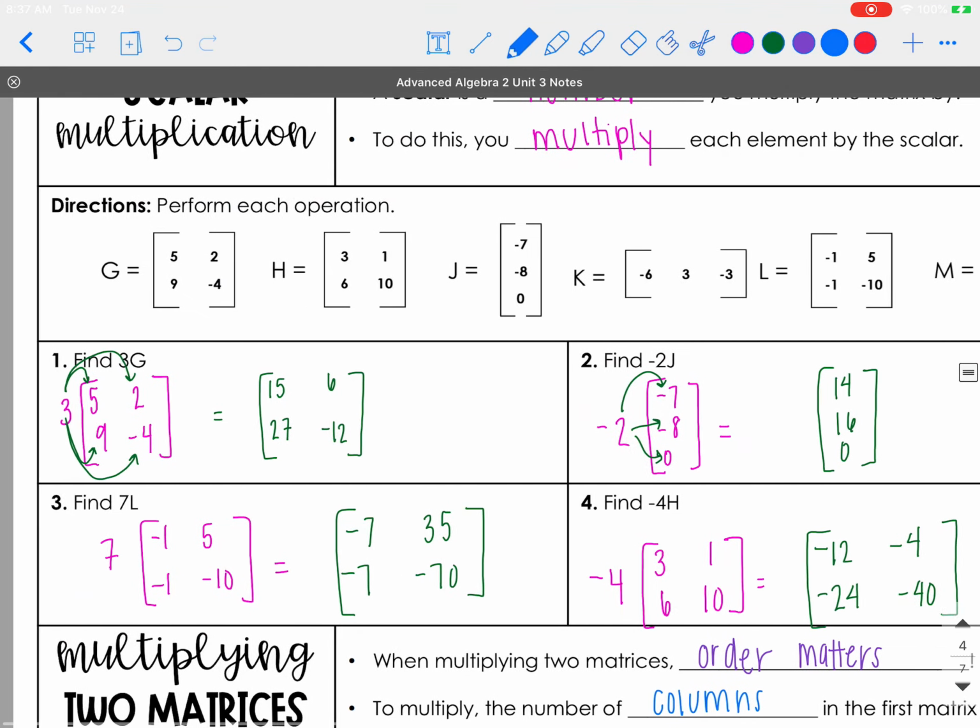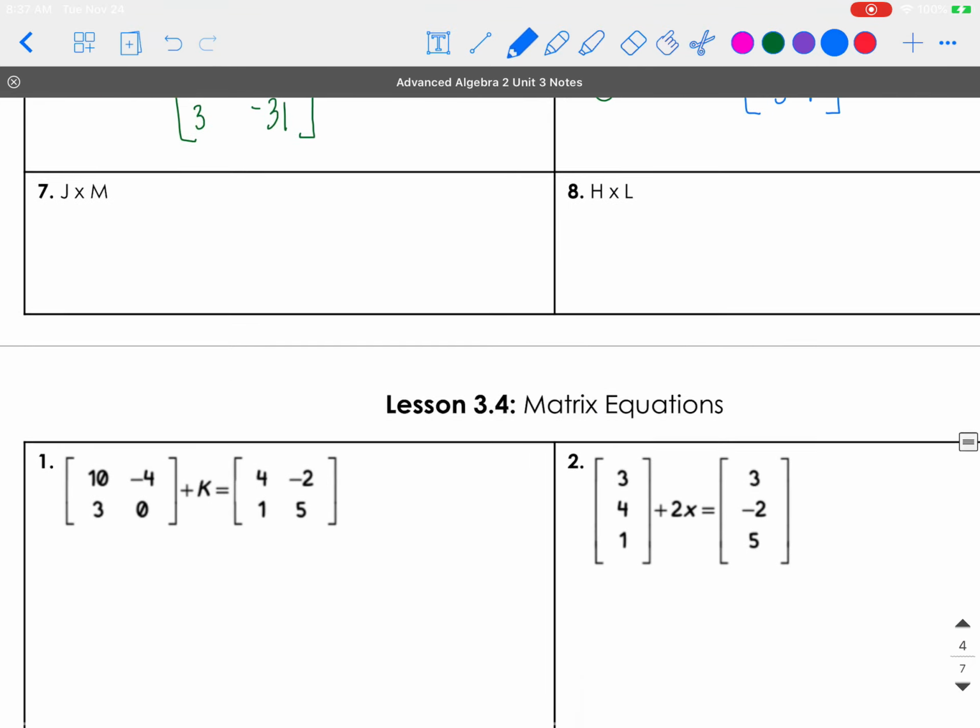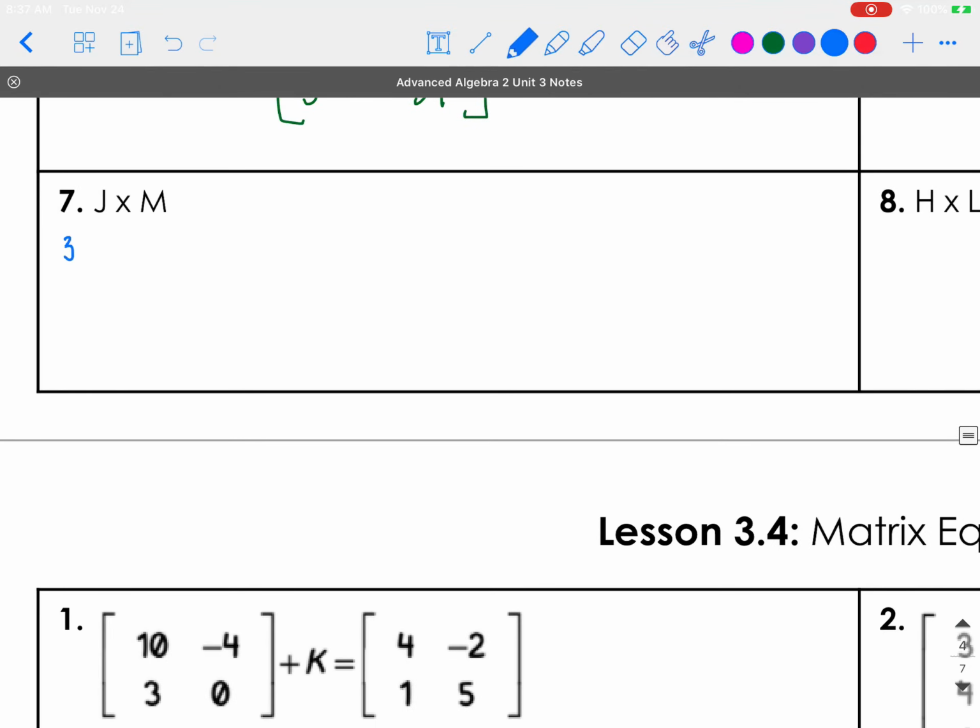J and M. 3 by 1, 3 by 1. Okay. Notice those numbers do not match, so we cannot multiply those matrices. Not possible.